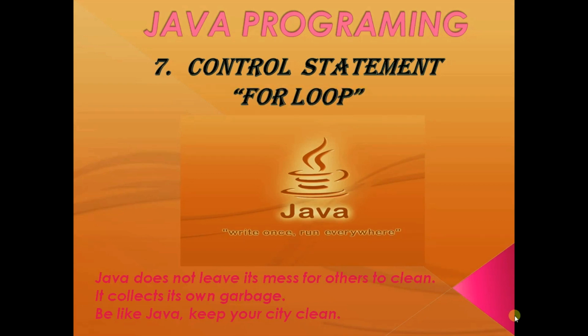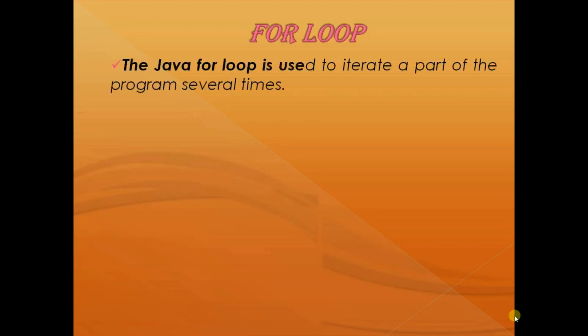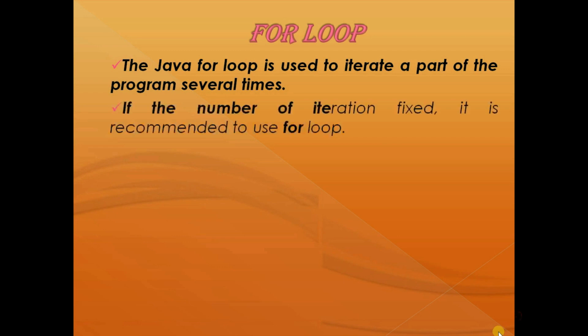In my opinion, the for loop is the most common of all three types of loops. The Java for loop is used to iterate, or we can say repeat, a part of the program several times. If the number of iterations is fixed, it is recommended to use for loop.